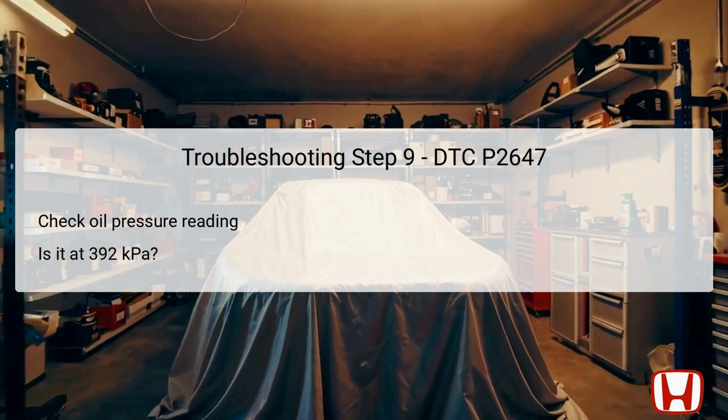However, should the oil pressure fail to meet expectations, the focus shifts toward the rocker arm oil control valve, which would need replacement as it likely indicates blockage or malfunction preventing adequate oil flow. This assessment is a critical juncture in diagnosing DTC P2647, as it drives the decision on which component to address next.